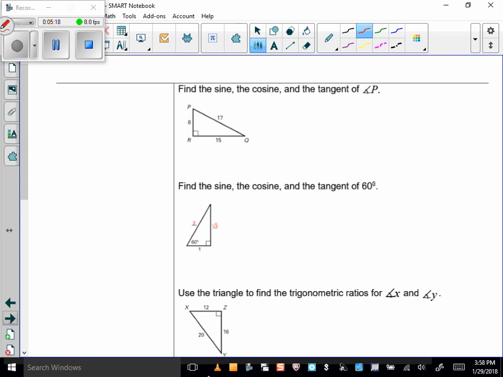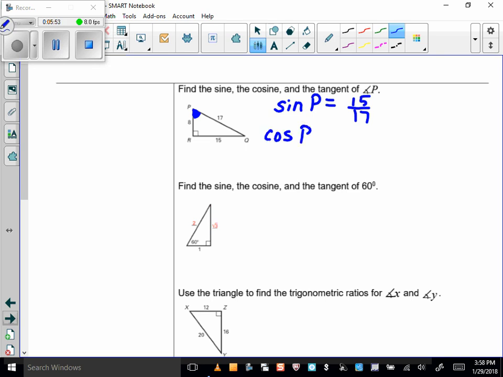Let's see now how we're going to use those. Here we go. It says find the sine, the cosine, and the tangent of angle P. So here's angle P. I'm going to mark it. Remember, that's my reference angle. I'm going to start out with sine. We're going to use our abbreviations. The sine of P. What did we just learn? Sine is side opposite over hypotenuse. What is the side that's opposite P? It's 15. What is the hypotenuse? It's 17. So there it is. That's the ratio. That's the sine of angle P. All right, let's do the cosine.